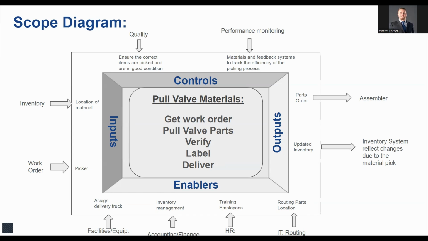Controls involve mechanisms that ensure the process stays on track. That's quality assurance and performance monitoring, just to make sure that everything within the process is kept up to par and up to the standard that's set for the company. And finally, the outputs would be the parts order and the updated inventory, which is then sent to the assembler and then reflected in the varying systems associated with it.